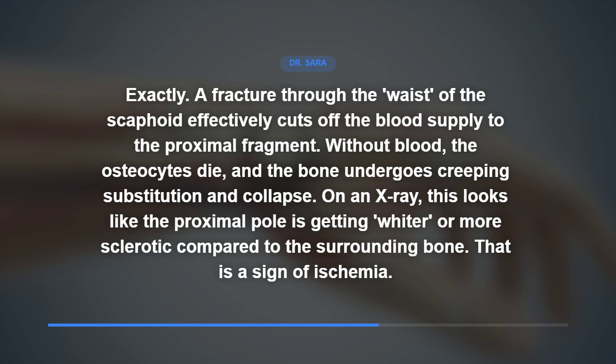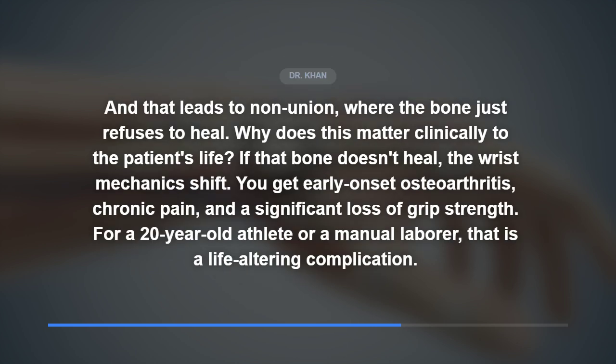Exactly. A fracture through the waist of the scaphoid effectively cuts off the blood supply to the proximal fragment. Without blood, the osteocytes die, and the bone undergoes creeping substitution and collapse. On an X-ray, this looks like the proximal pole is getting whiter or more sclerotic compared to the surrounding bone. That is a sign of ischemia. And that leads to non-union, where the bone just refuses to heal.